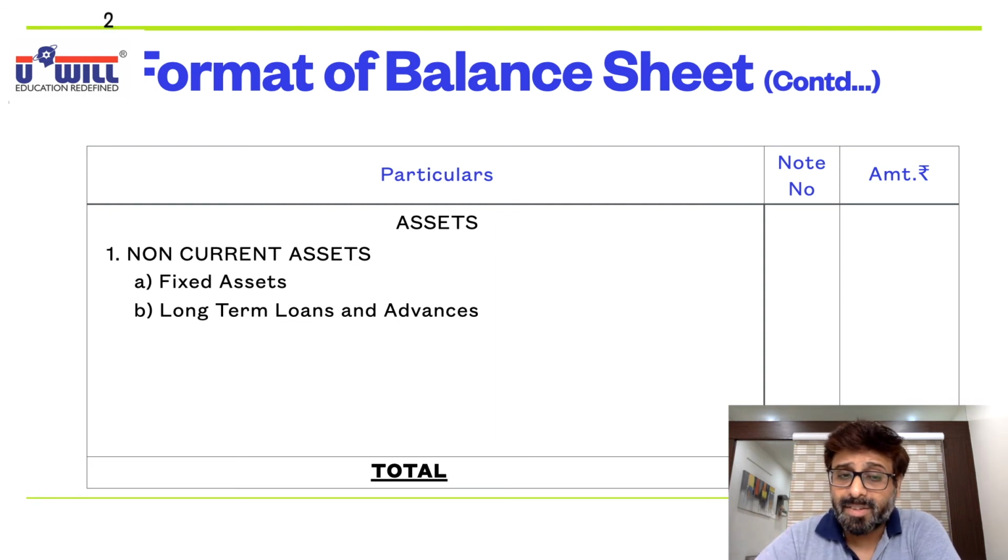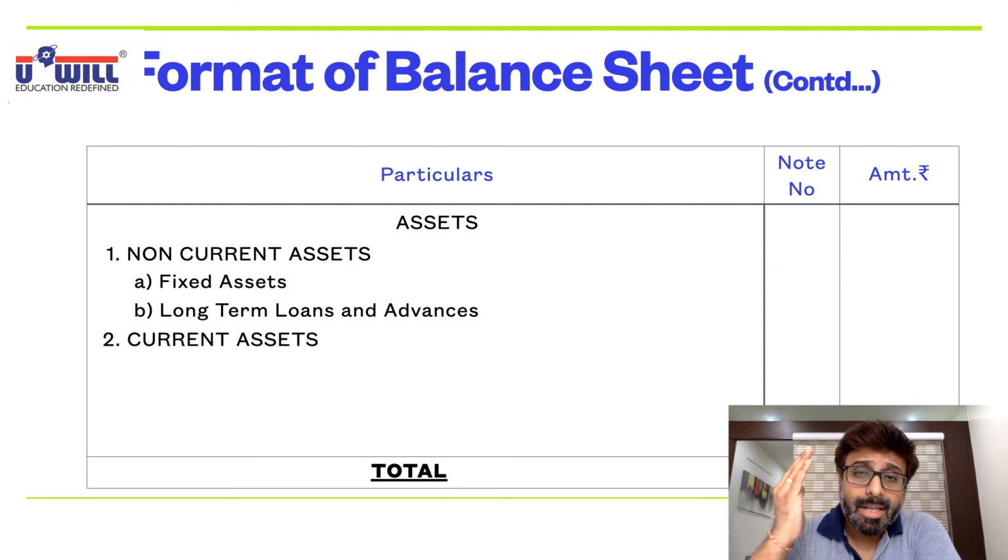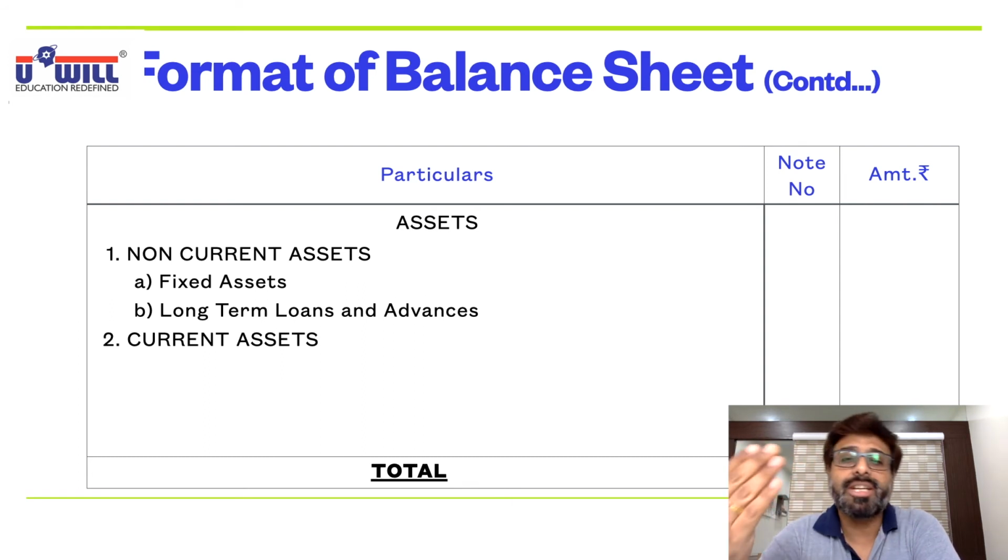Which was the second kind of asset? Current assets. Those assets which remain in the business. Current assets have three characteristics. Those assets which remain in the business for short period of time, less than 1 year. Easily convertible into cash. They can be easily convertible into cash. And third, they keep on changing. Current means the amount does not remain stable or constant, it keeps on changing.